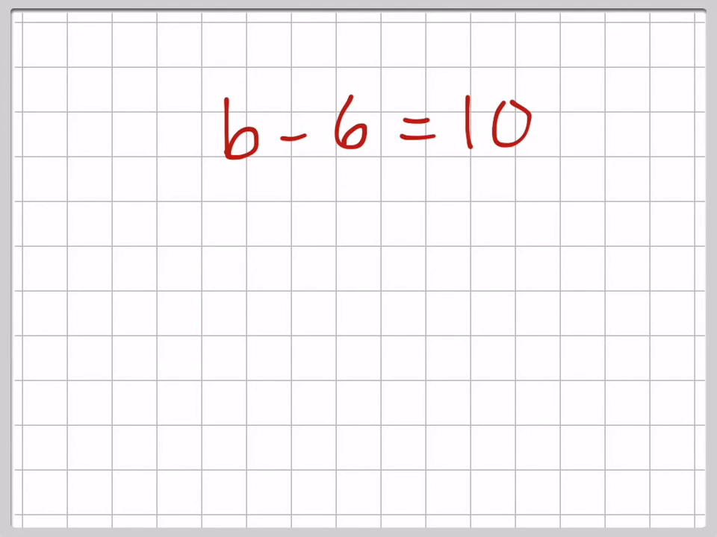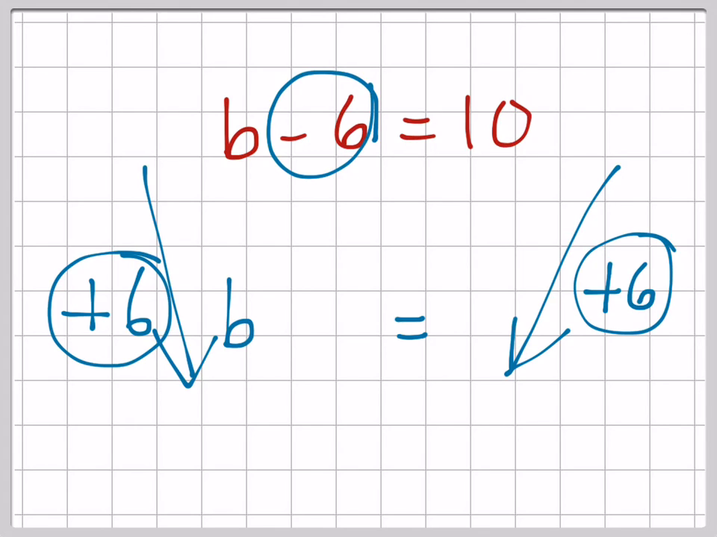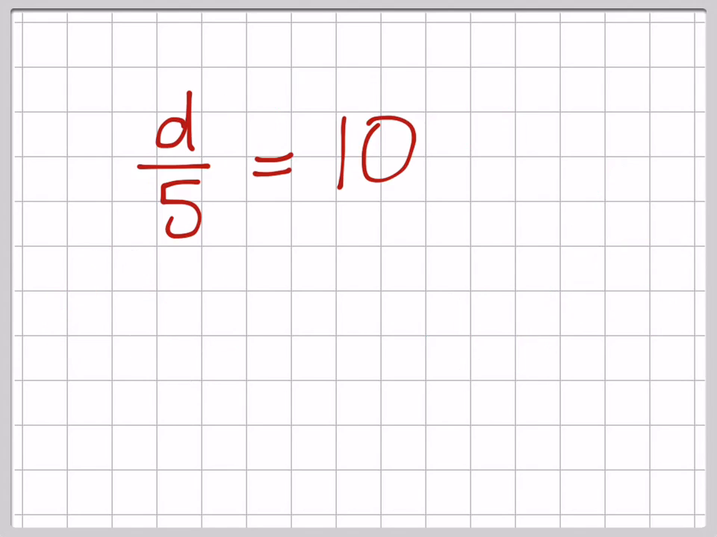Another example, B take 6 is 10. We need B equals. Let's get rid of this bit. Okay, add 6 here, the inverse of take 6. Add 6 here. And we'd end up with 10 add 6 is 16.